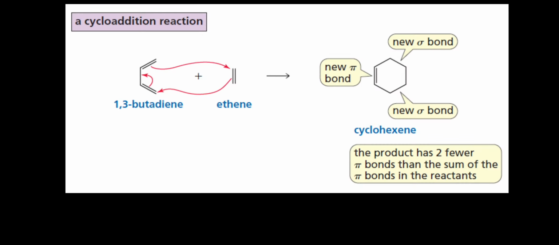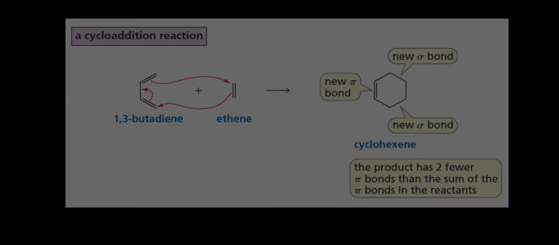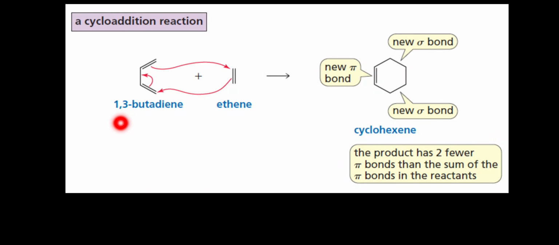Okay, the second type of reaction is the cycloaddition reaction. Now how do you differentiate or identify an electrocyclic reaction? You can see here there is only one reactant involved, whereas in a cycloaddition reaction there will always be two species reacting. That means there will be two reactants that will be reacting.